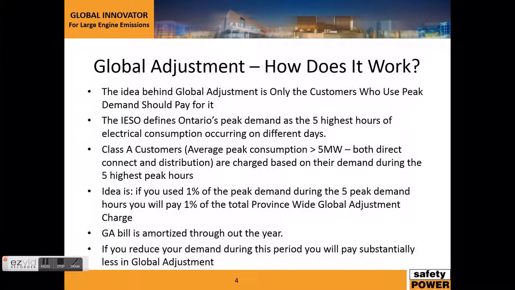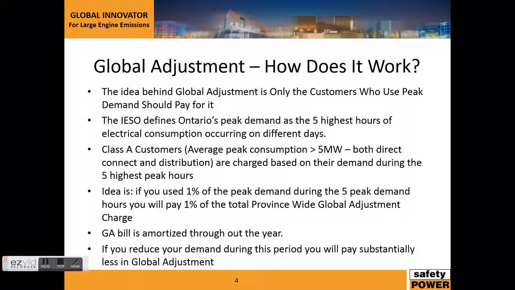So the whole idea behind global adjustment is that only the customers who use peak demand should pay for it. So how does the IESO define Ontario's peak demand? Well, it defines it as the 5 highest hours of electrical consumption occurring on different days.